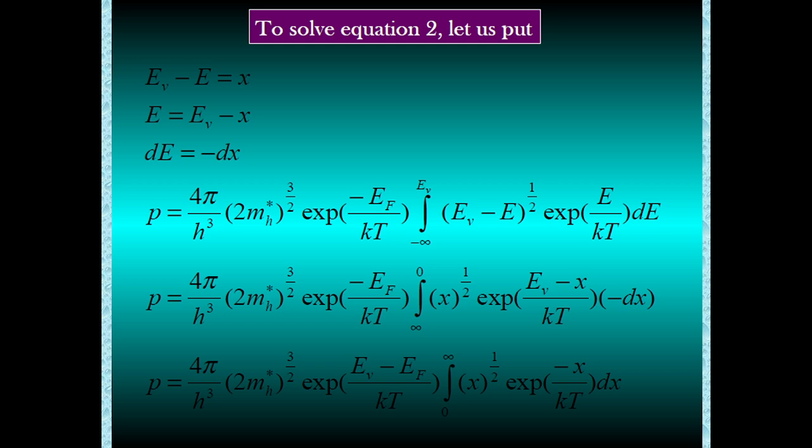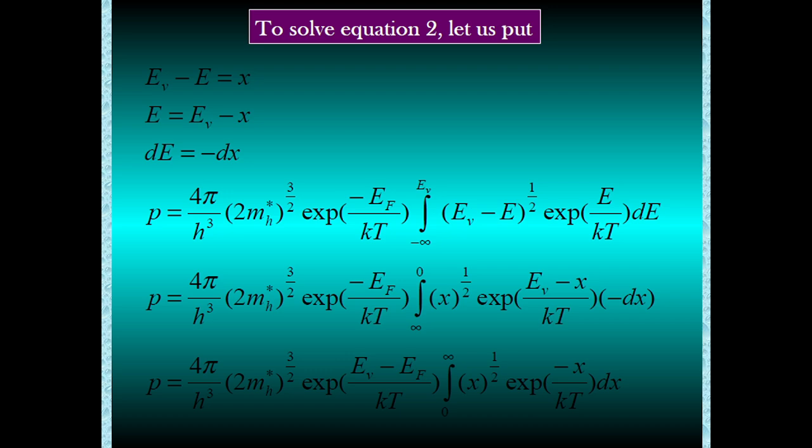Differentiating on both sides, dE is equal to minus dx. Therefore P is equal to 4 by h cube (2m) power 3 by 2 e power minus EF by kT integral from minus infinity to EV of (EV minus E) power 1 by 2 e power E by kT dE. So P is equal to 4 by h cube (2m) power 3 by 2 e power minus EF by kT integral from infinity to 0 of x power 1 by 2 exponential (EV minus x) by kT times minus dx.